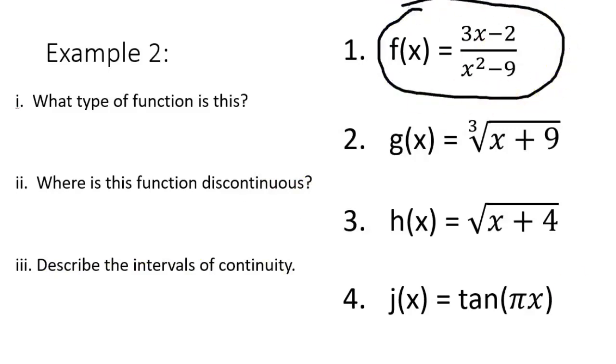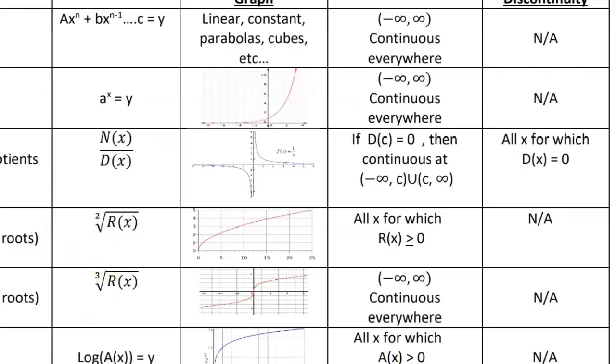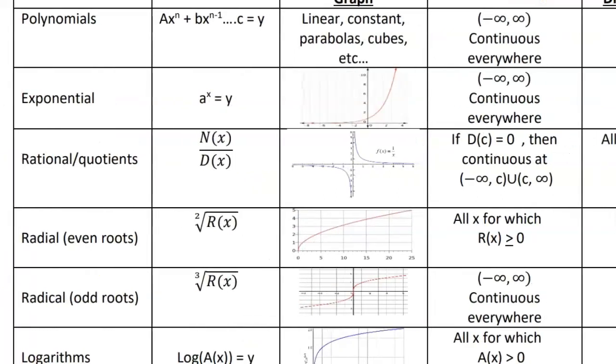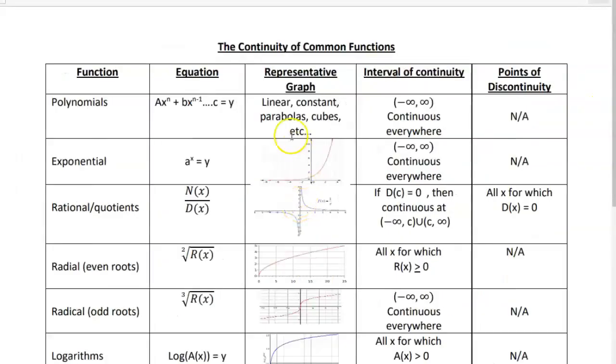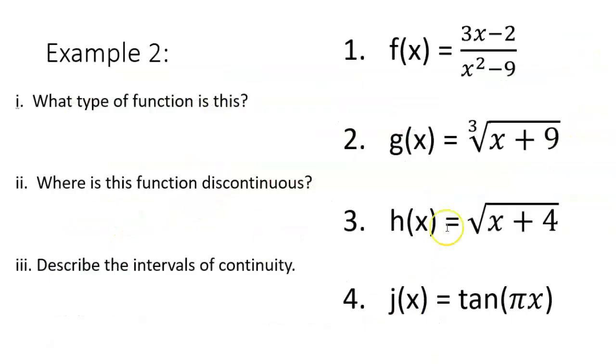So, let's look at that. I've got something on the top, I've got something on the bottom. Let's go look at our list here of different types of functions. All right, well, what kind of a function is that? Is it a polynomial? No. Is it an exponential? No. Is it a rational? Yes. This is a rational function. So we have our answer to our first question there. It's a rational function.